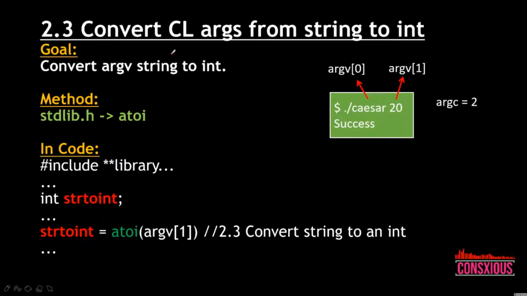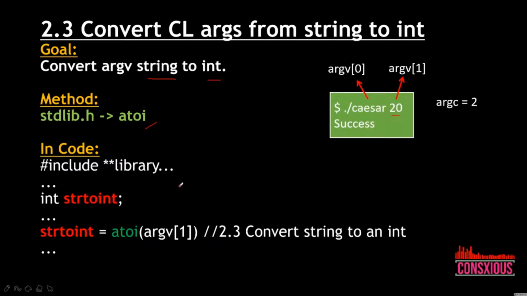Next, we have to convert the command line arguments from strings to integer. As I mentioned here, the key is argument vector 0, argument vector 1. Both of them are strings. So before we go to the next steps, we have to convert these strings to integer. To convert that, we have to use the standard library function atoi. I'm not sure whether it's pronounced this way, but I hope you guys understand this as atoi.